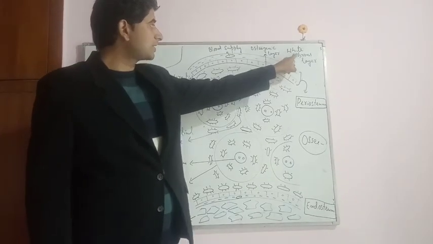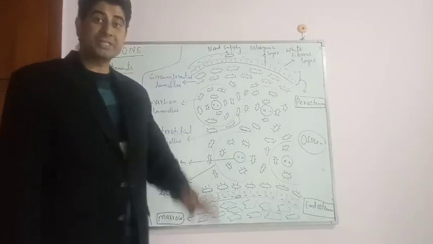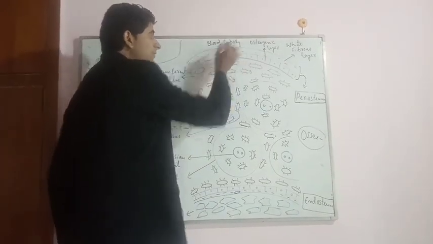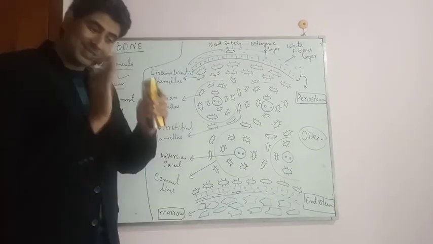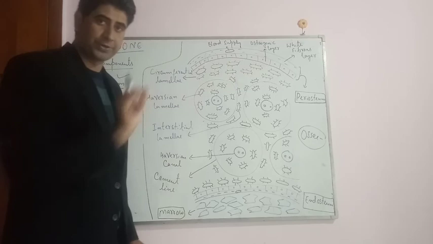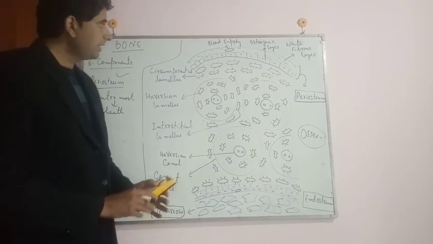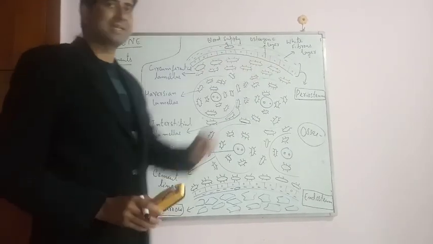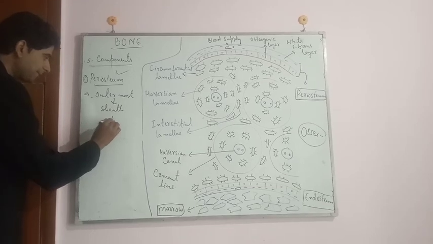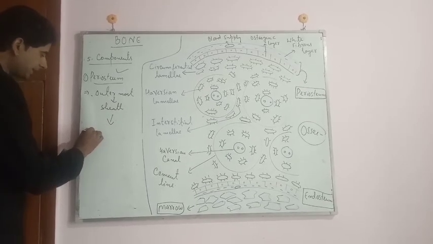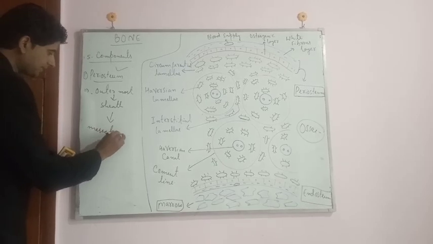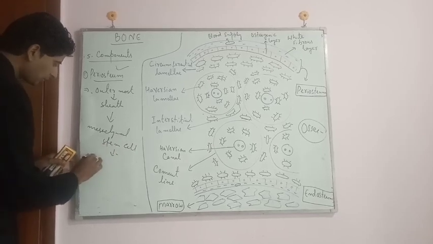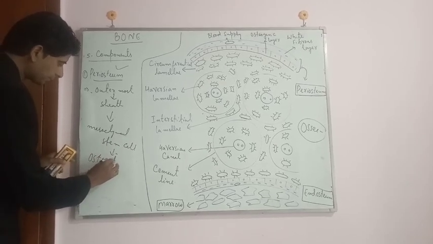The outermost layer is termed as white fibrous layer because it is made up of collagen fibers. And this white fibrous layer is provided with the nerve supply as well as the blood supply, just like the white fibrous layer of the perichondrium. And inner to this white fibrous layer, there is another layer called as osteogenic layer. This osteogenic layer is made up of mesenchymal stem cells called as osteoprogenitor cells.